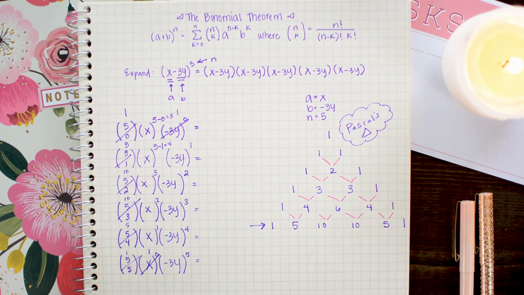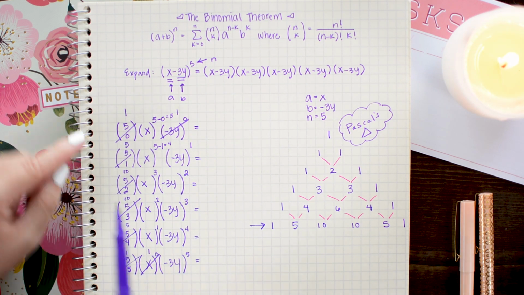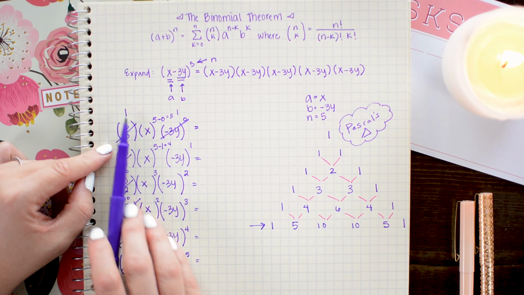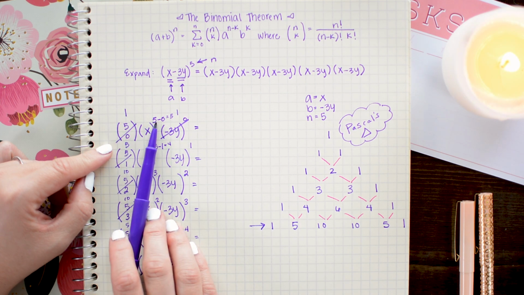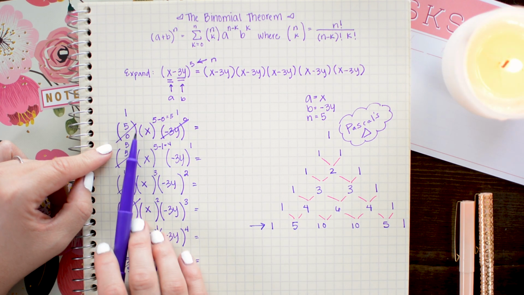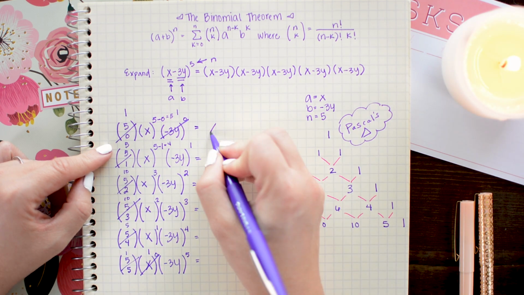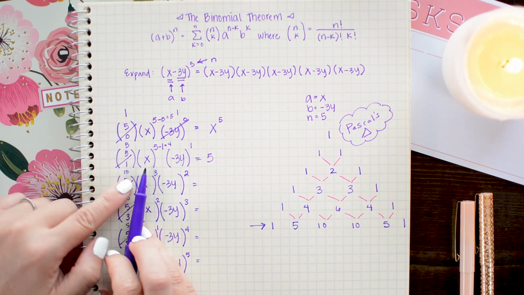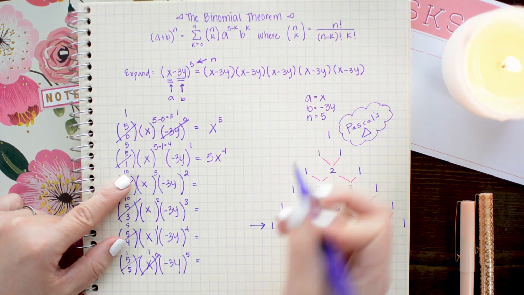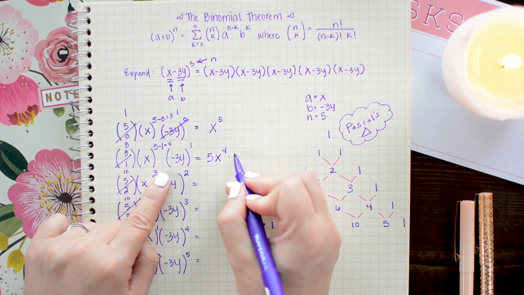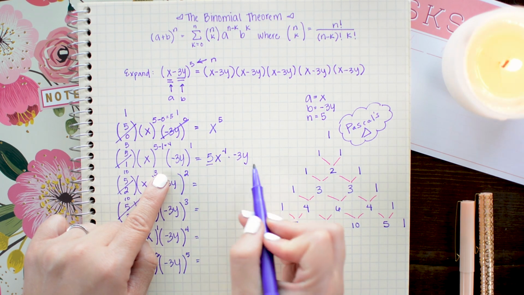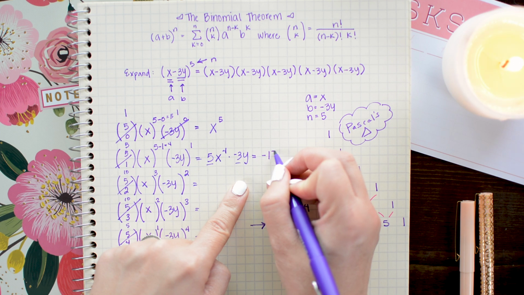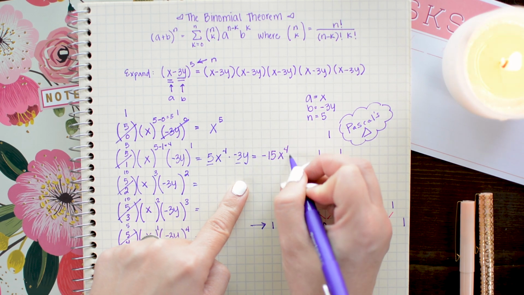All right, so things have already gotten a lot easier. Now I'm just going to go through each of these problems and simplify them down. So for the first one, I have 1 times x to the 5th times 1. So that's just going to be x to the 5th. In the second problem, I have 5 x to the 4th times negative 3y. And I can multiply the 5 and the negative 3 together, so this one turns out to be negative 15 x to the 4th y.